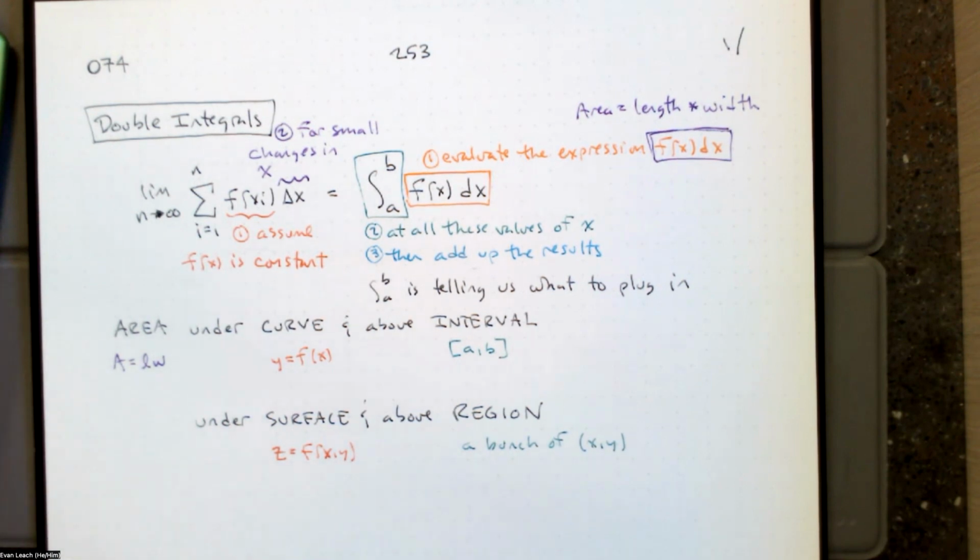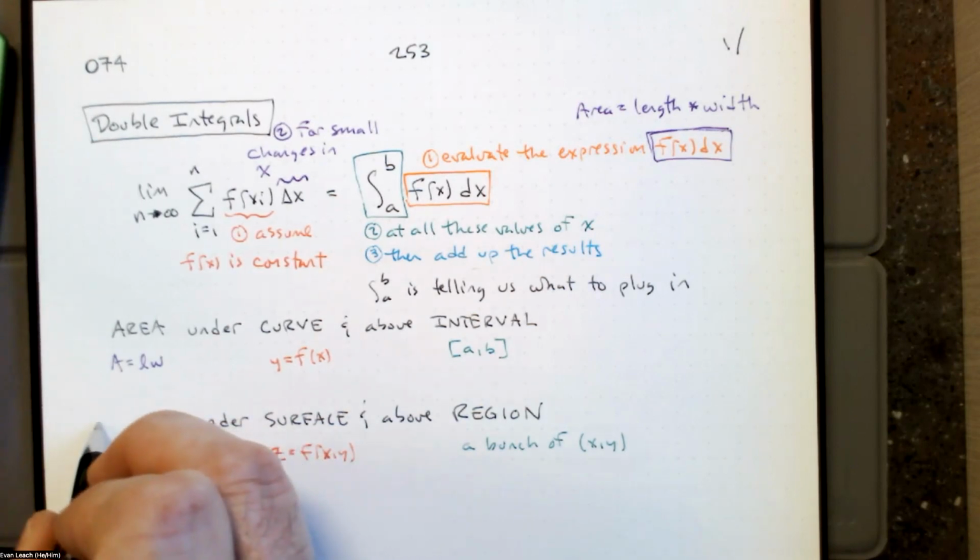In the previous problem, we had the space between a one-dimensional curve and a one-dimensional interval to get a two-dimensional area. Here, we're finding a volume between areas. So we're finding a volume.